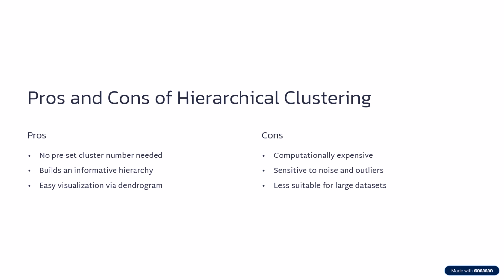There are some cons. Computationally expensive and slow for very large data sets. Once a merge or split is done, it cannot be undone. Sensitive to noise and outliers, which can affect cluster quality. The choice of linkage and distance measure can greatly affect results.